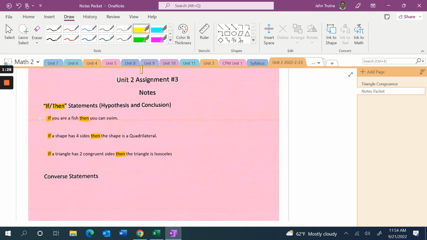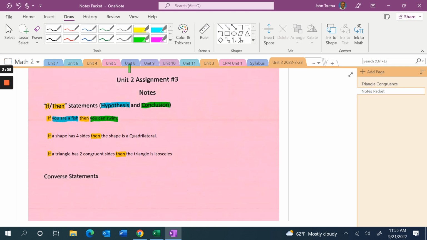Okay, so now what we want to do is identify which part of this if-then statement is what we call the hypothesis. I will always outline the hypothesis in blue. We're also going to identify which part of the if-then statement is the conclusion, and I will identify the conclusion in green. So in the first sentence, if you are a fish, then you can swim, the hypothesis is you are a fish. Then the conclusion is going to be you can swim.